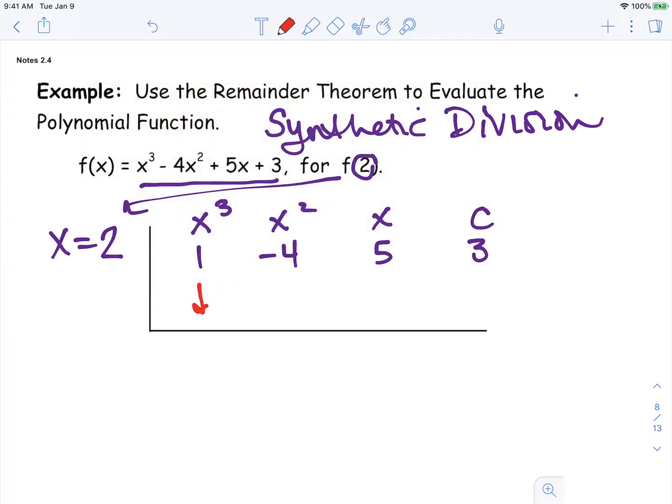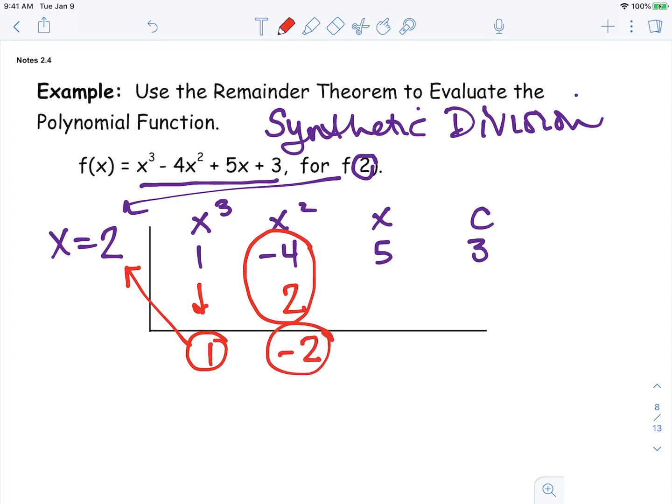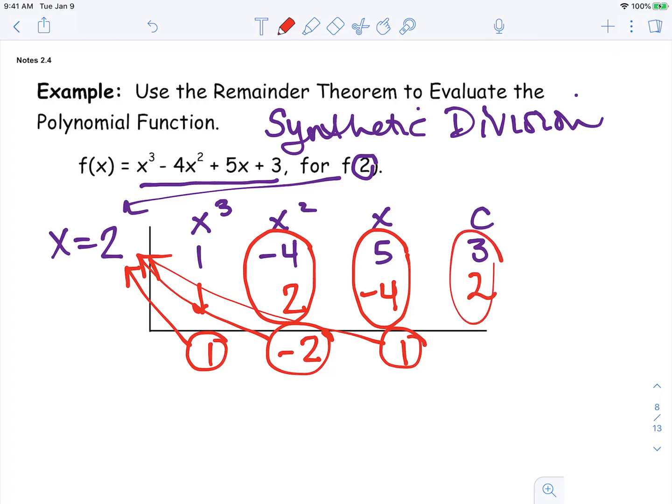So we're going to bring down the first term. We're going to multiply 1 times 2. We're going to add the column. Then we'll multiply -2 times 2. We're going to add the column. We're going to multiply 1 times 2 and then add the column.